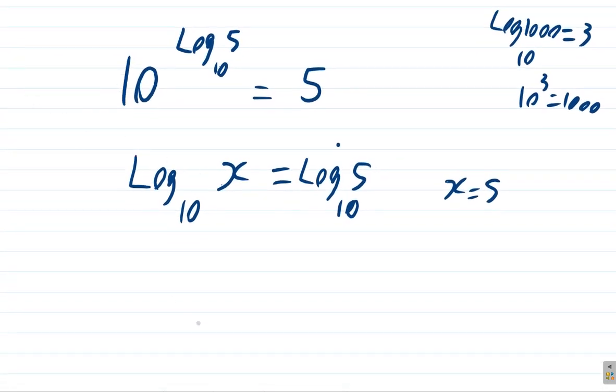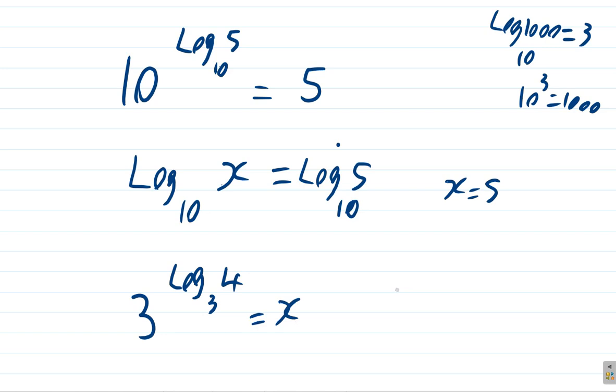Suppose I have 3 raised to the power of the logarithm with a base of 3, and we're finding log 4. What does that give you? We say this is equal to x. Let's rewrite this in log form now.